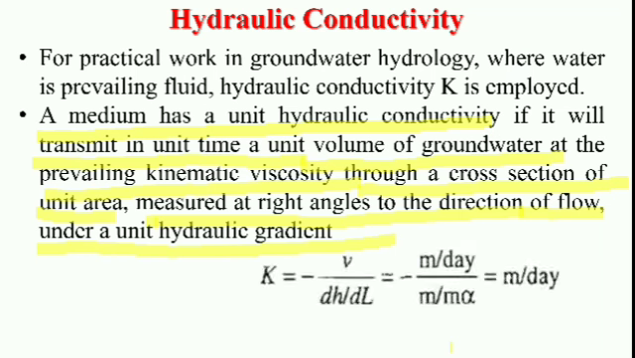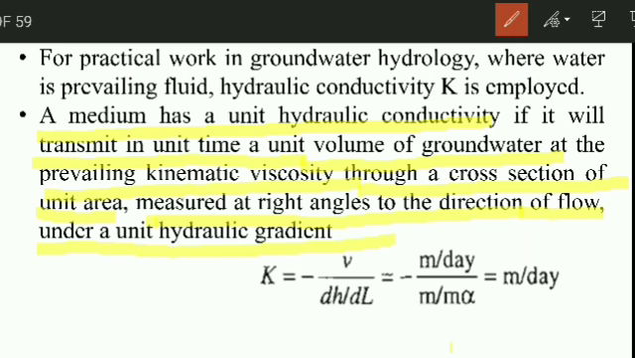So if you talk in terms of formula, capital K is the symbol for hydraulic conductivity. K is given by V, that is the velocity, divided by dH by dl, that is the hydraulic gradient. Okay, dH by dl stands for the hydraulic gradient.